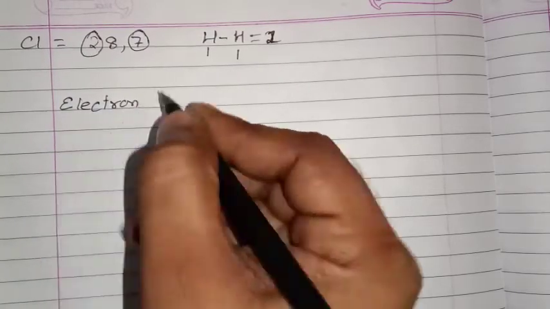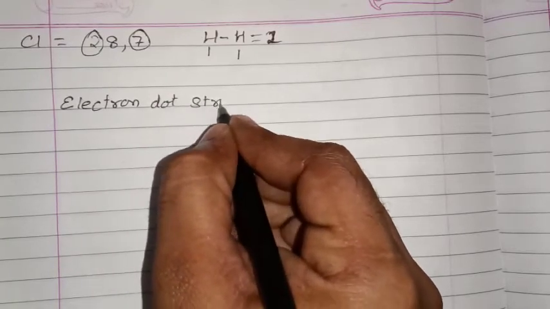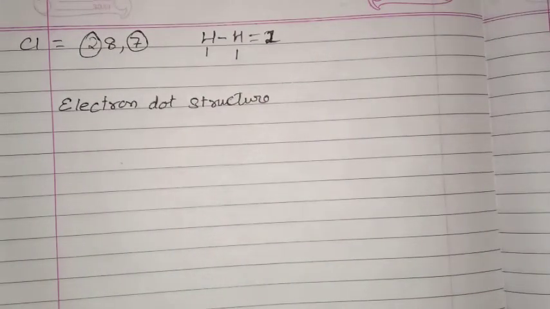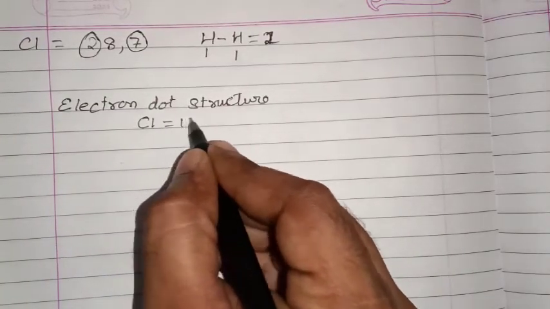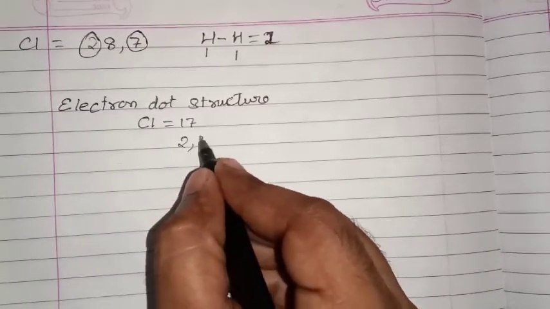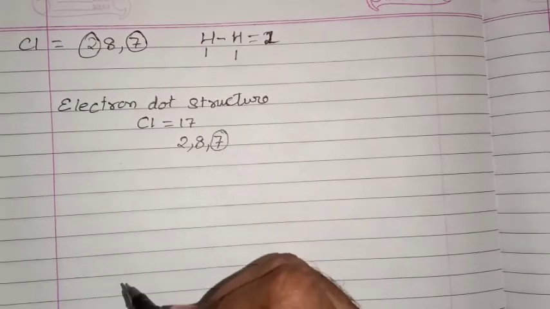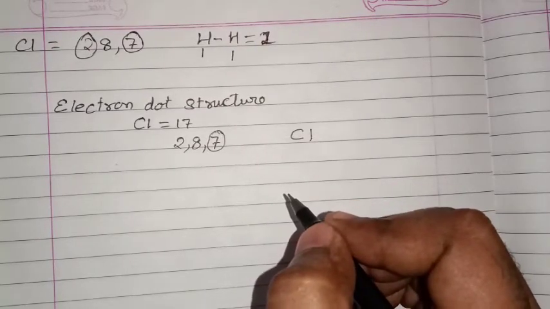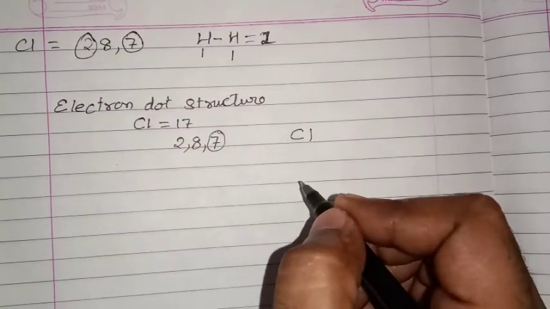Electron dot structure. What does the electron dot structure refer to? We make a dot-like structure for the electrons, and it is only for the outermost electrons. Take again the case of chlorine. Chlorine has atomic number 17. The electronic configuration is 2, 8, 7. The outermost shell contains how many electrons? It is 7. For chlorine, first we have to write down its symbol. Then we start filling in the electrons.